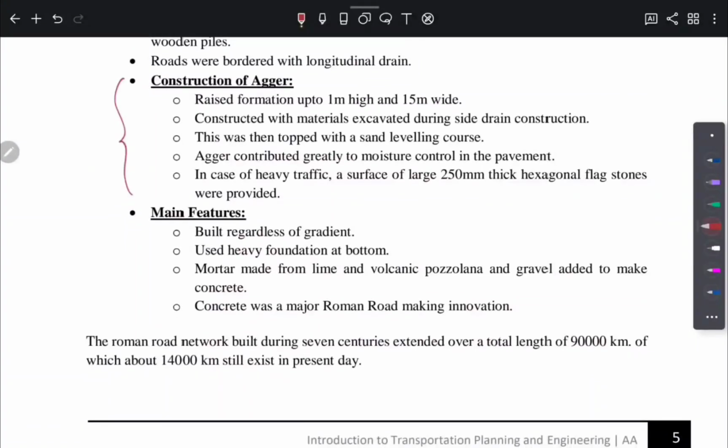Some of the main features of these roads were that they were built regardless of gradient. They used a heavy foundation at the bottom, mortar generally made from lime and volcanic pozzolana, and gravel added to make it more concrete. Besides building, concrete was a major material used for making roads by Romans. The Roman road network built during the 7th century extended over a total length of 90,000 km, of which about 14,000 km still exist in the present day.